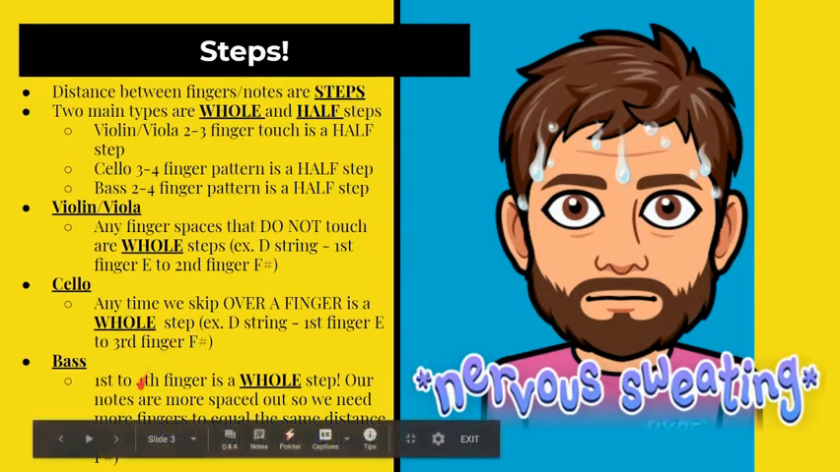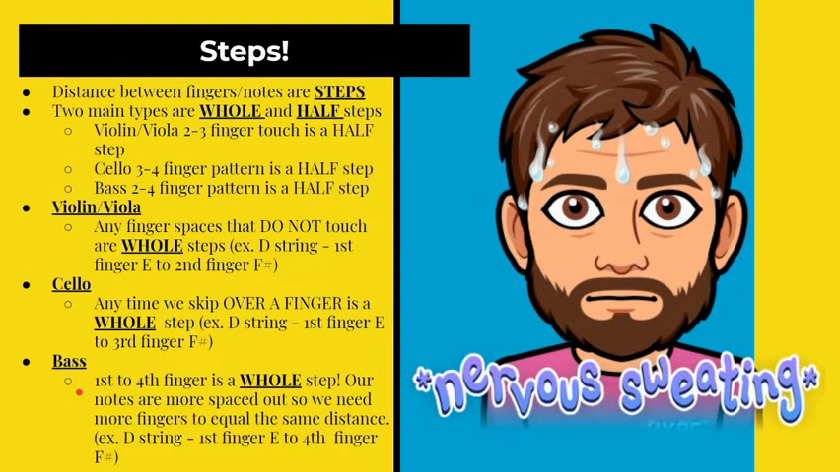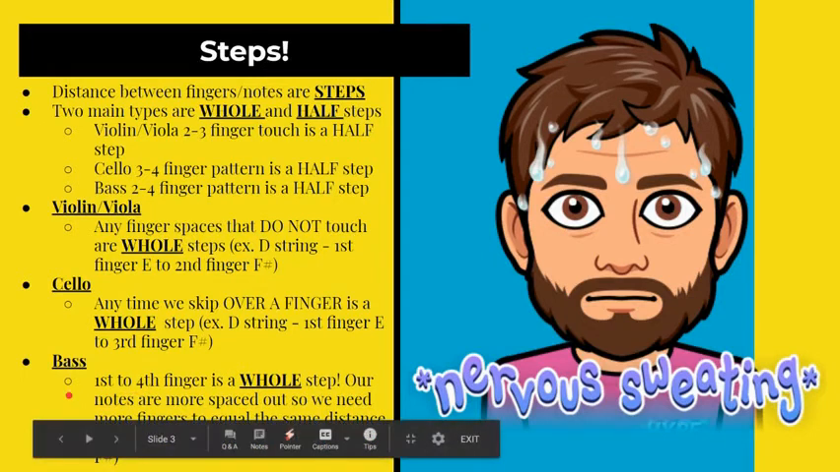So our last one, basses, remembering our instrument's bigger, so our notes are spaced out more. When we skip over a large chunk of fingers, at least in this case, is our whole step. So in this case, if we're on our D string, we would have our first finger E on blue tape to our fourth finger F sharp, they're on red tape. In cellos, that's the same thing, blue tape to red tape.